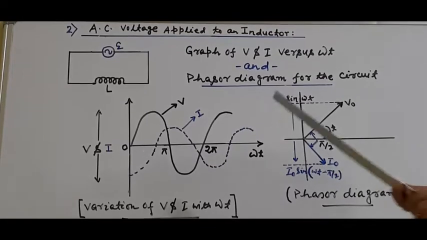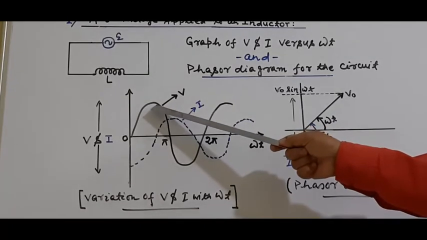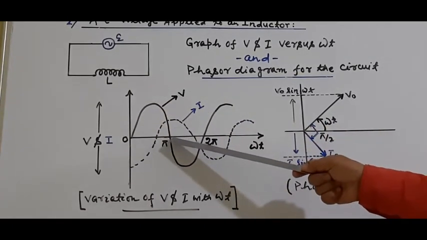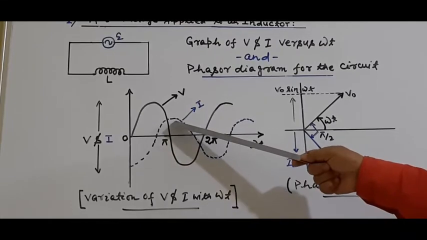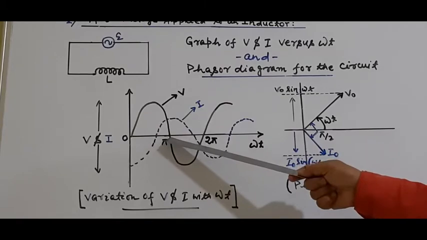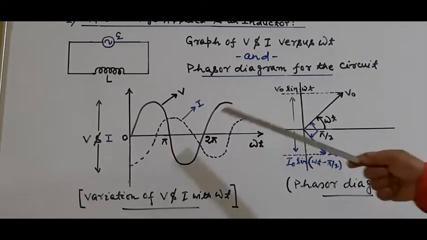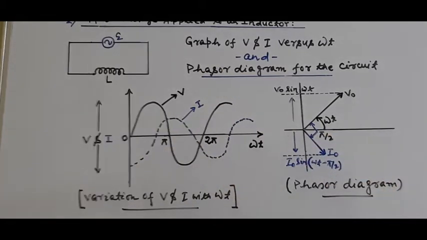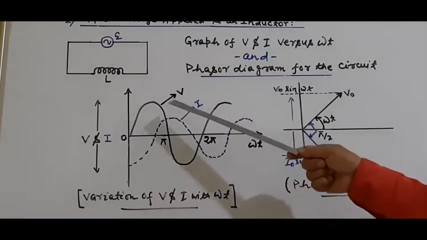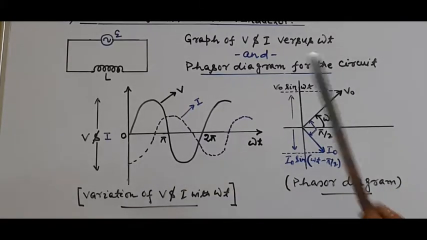So in simple language also we can say that the peak of voltage falls on the reference line earlier than the peak of the current. Look at this, here the peak of voltage falls over here first, then the peak of current falls after that. So in this way we can say that the current lags behind the voltage by angle pi by 2, or voltage leads the current by angle pi by 2. So this is the variation of voltage and current with omega t. I hope it is quite clear.